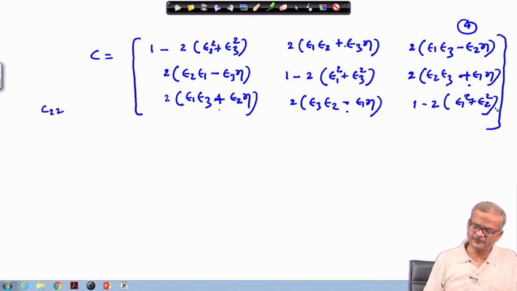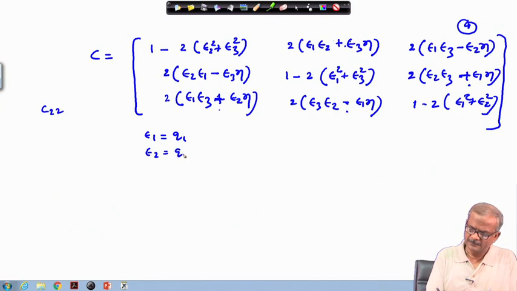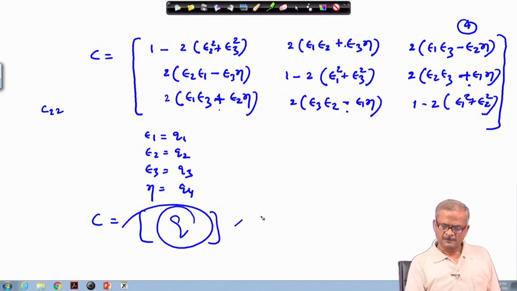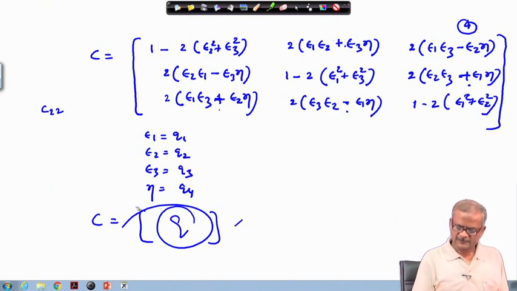So, it is very easy to remember, and instead of doing this you can replace this E 1 by q 1, E 2 by q 2 in this equation, E 3 by q 3 and eta by q 4, and you get the C matrix in terms of the quaternions. I am not going to write in terms of quaternions; whenever required, it can be converted.